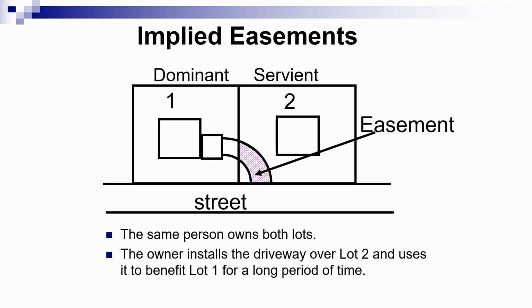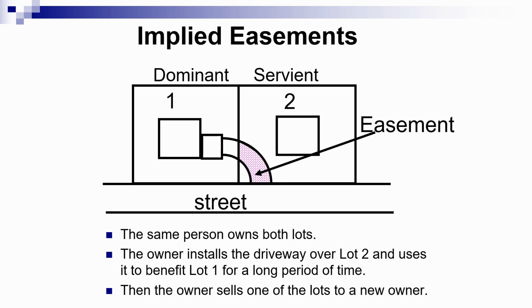However, the owner does install the driveway, begins to use it, as I said, and uses it to benefit Lot 1 for a long period of time. Then the owner sells one of the lots, it could be either Lot 1 or Lot 2, to a new owner. Well, at this point, it's very possible that an implied easement will arise. Now you'll notice there is no writing here. In fact, I sometimes like to say that express easements are for smart people and implied easements are for stupid people, because sometimes a court will give someone an easement even though they were too foolish to get it in writing. That's what an implied easement is.